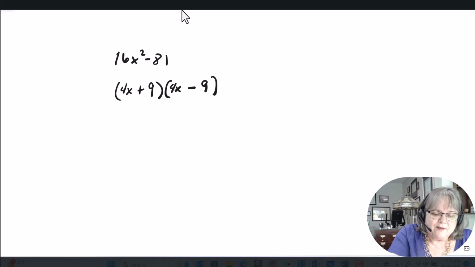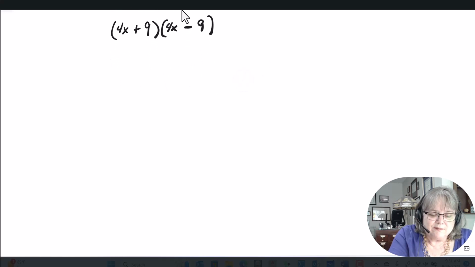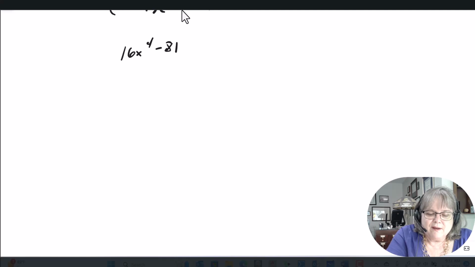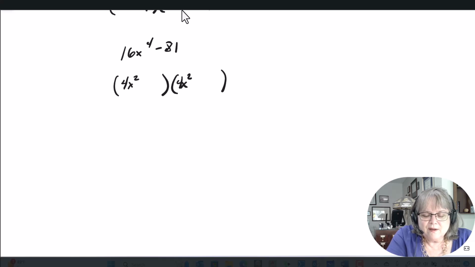Now, let's try a variation on this. What if it looked like 16x to the 4th minus 81? Nothing in common to factor out, so you take the square root of each one because you would say it's the difference of two squares. So what's the square root of 16x to the 4th? 4x squared. What's the square root of 81? 9. One's plus and one's minus.